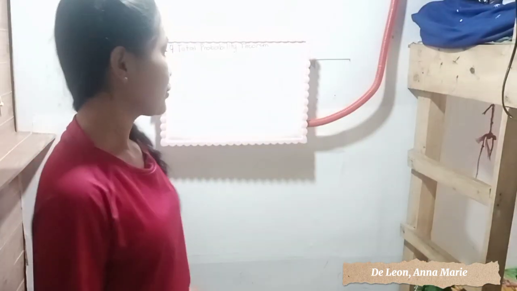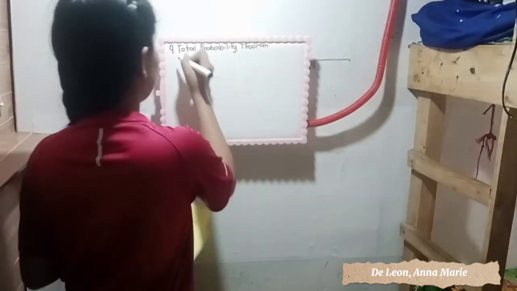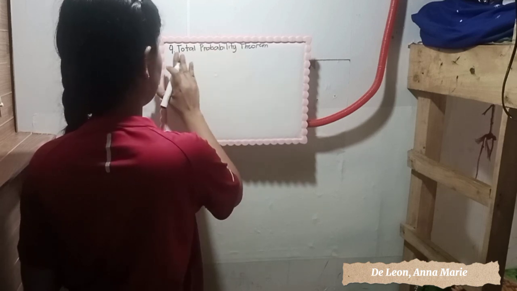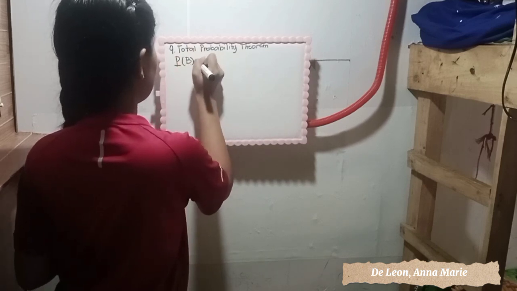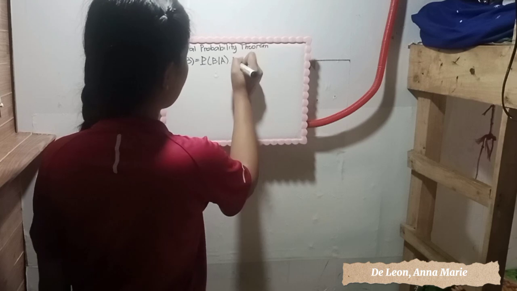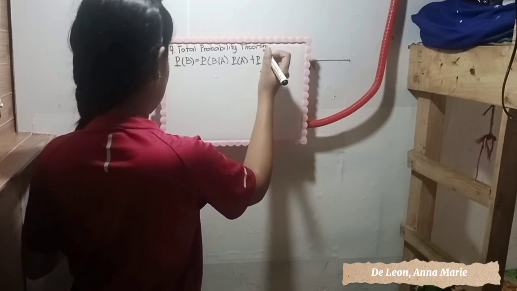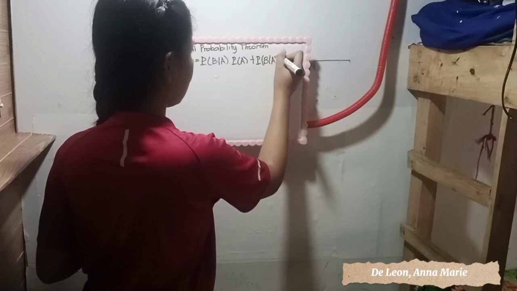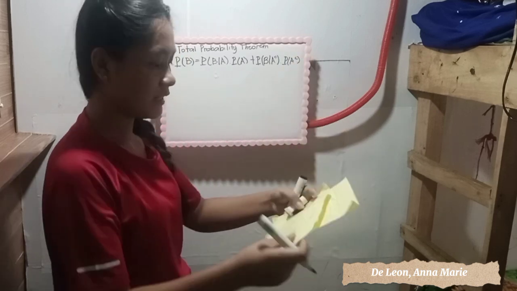So in our ninth equation, we're going to focus on the total probability theorem, whose formula is: the probability of B is equal to the probability of B given A times the probability of A, plus the probability of B given A complement times the probability of A complement. So here we have an example.